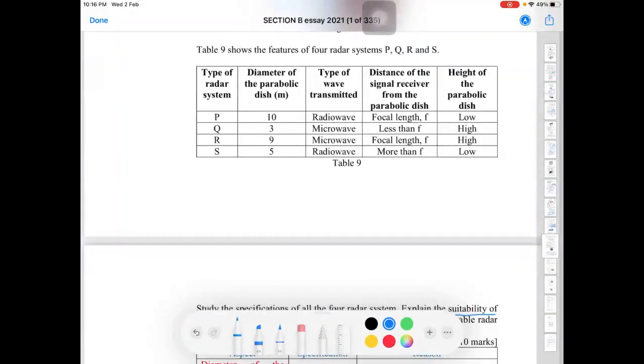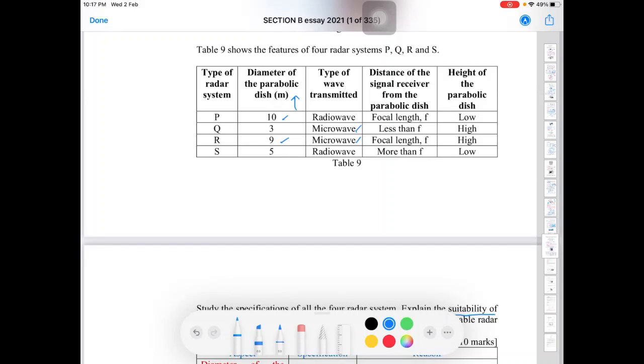So kalau radar system, mestilah you nak radar yang besar. The receiver mesti nak yang besar lah. Okay, so diameter of the parabolic dish, so mestilah kita nak big. High. Okay, type of wave transmitter between radio wave and microwave. Yang mana wave yang boleh pergi lebih jauh? So mestilah kamu nak microwave. Sebab microwave dia frequency high. So frequency high meaning high energy. It can move further.